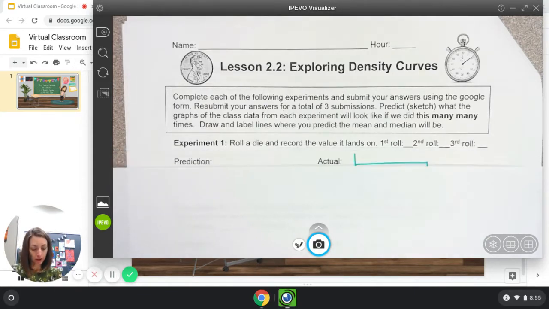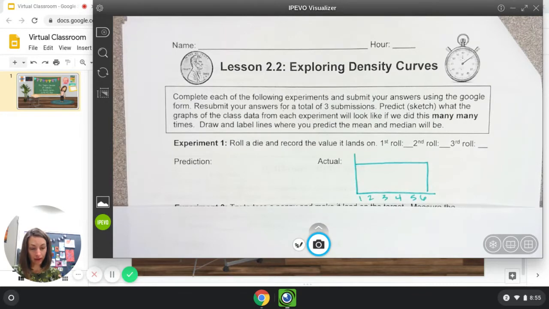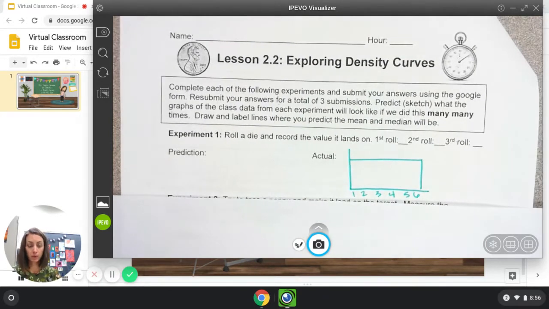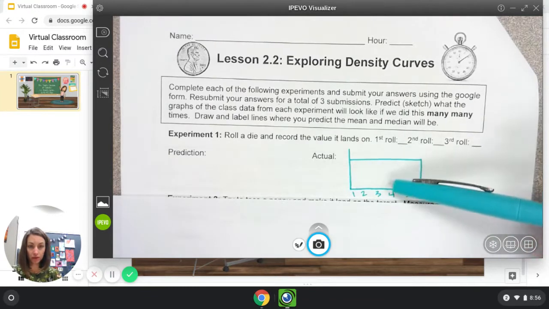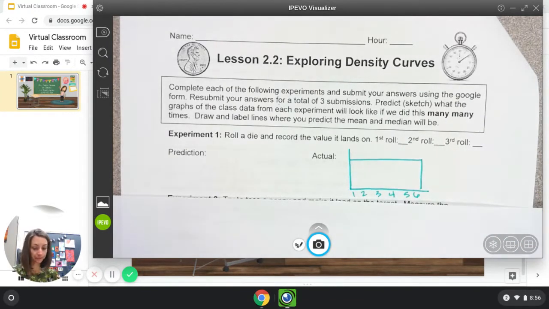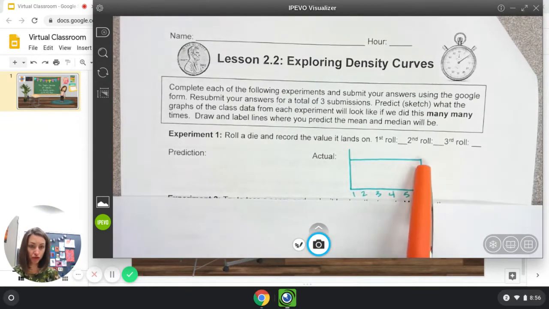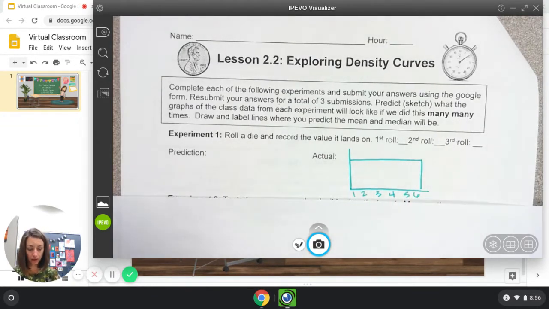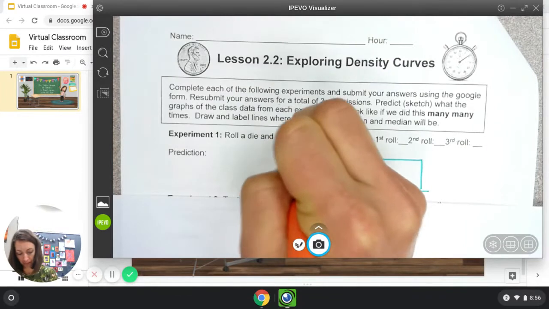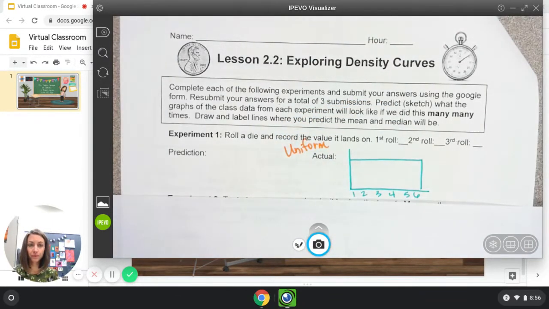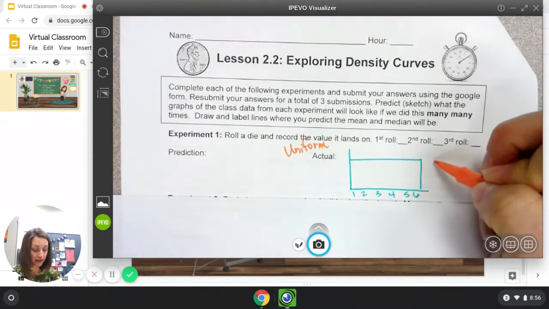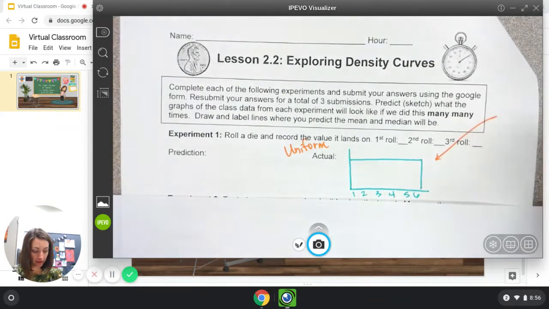So our graph would actually look something like this, where we have the same number of 1s, the same number of 2s, 3s, 4s, 5s, and 6s. This is what we call a uniform distribution when it's straight across like that. And generally, this is a density curve. We're going to be talking about density curves today.